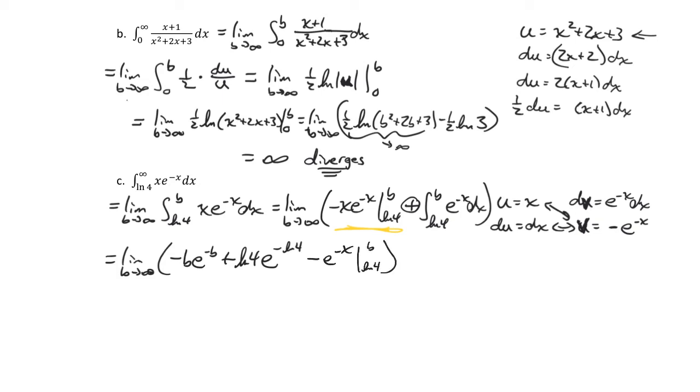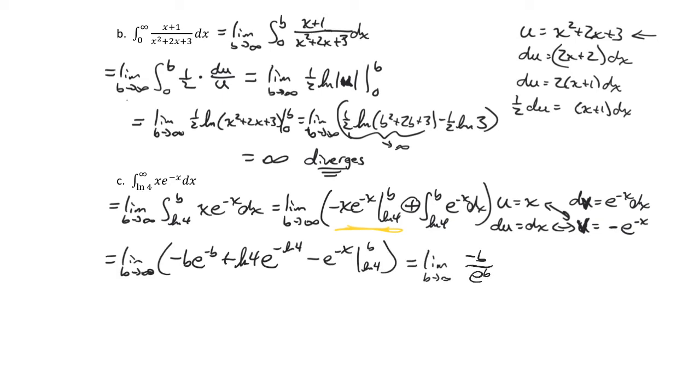Now I'm going to hold off on taking the limit, but I am going to do one little manipulation. I'm going to acknowledge the negative b in the exponent of e will be the same as e to the 1 over b. So I'm going to write this as the limit as b goes to infinity of the opposite of b over e to the b.